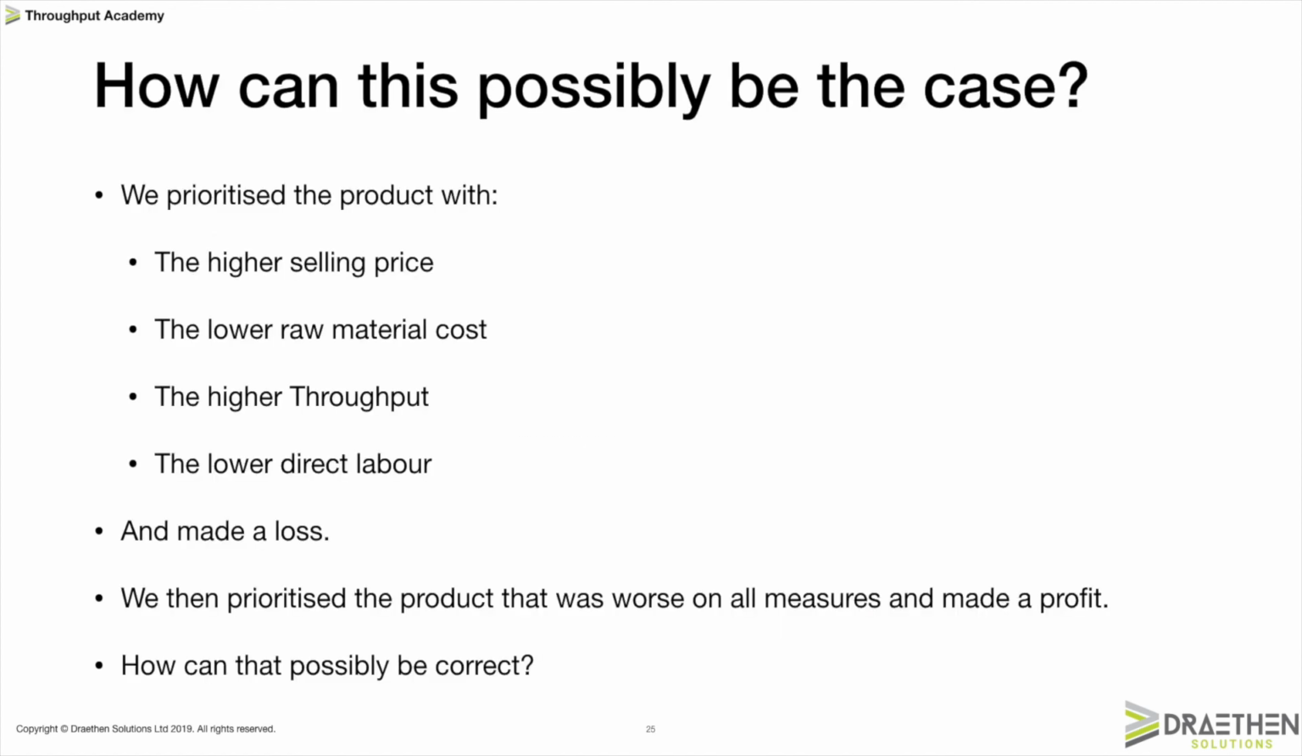But how can that possibly be the case? We manufactured all of the demand for the product with a higher selling price, lower raw material cost, the higher throughput, and the least direct labour, and we made a loss. Then we did exactly the opposite and prioritized the product which was worse on all of those dimensions, and we made a profit. How can that possibly be correct? Well, watch the next video and you'll find out why.